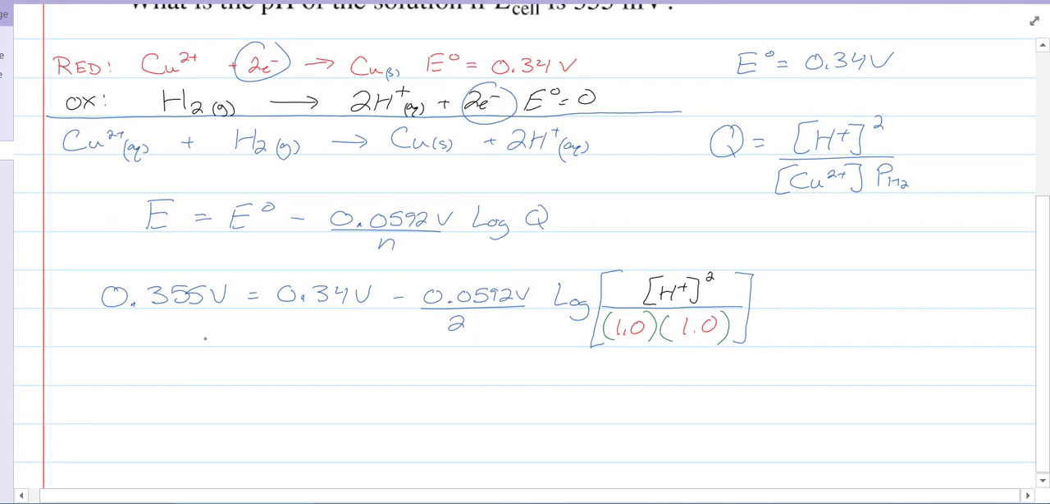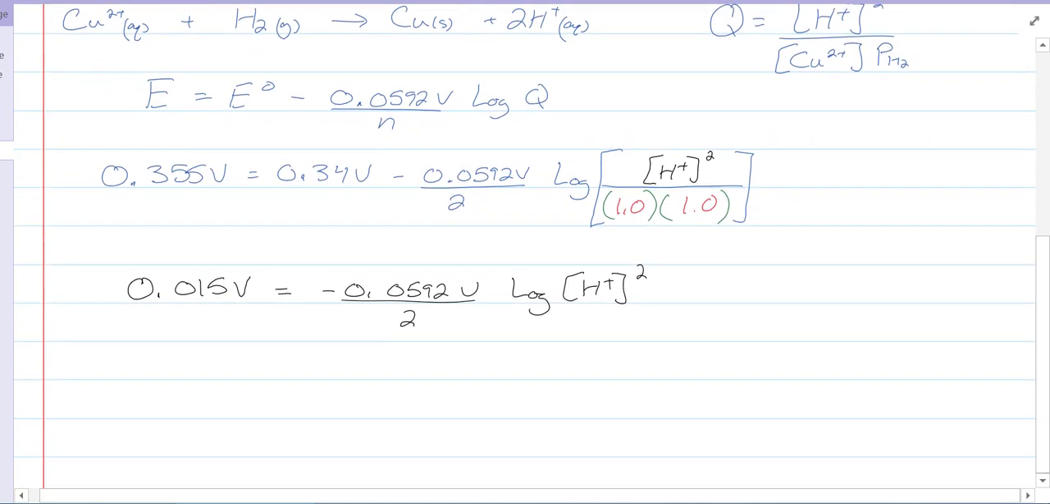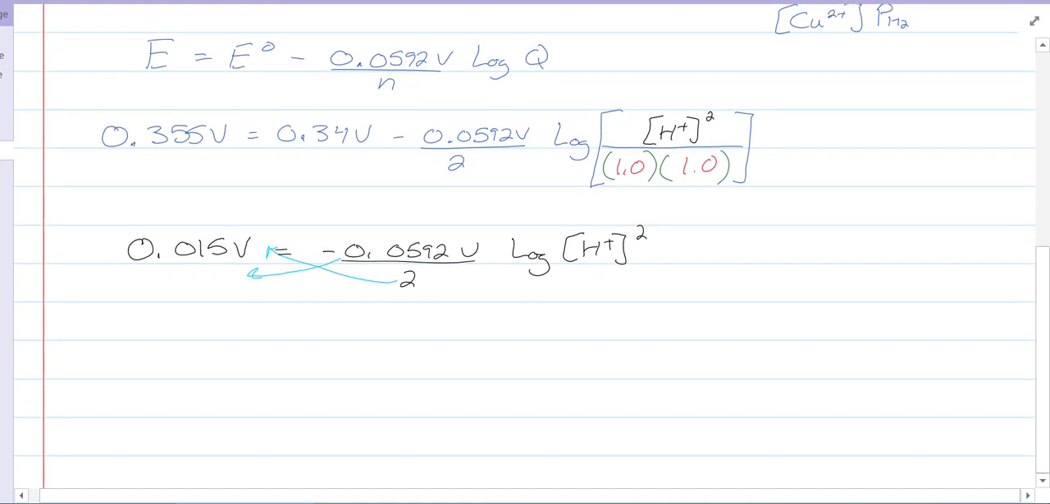So how do we solve? Well, first thing I do is bring 0.34 over. Right? And so I get 0.015 volts equals negative 0.0592 volts over 2 times the log of H+ squared. Okay, now we multiply by 2, right? Bring the 2 up, and bring the negative 0.0592 down. So if I do that, I get negative 0.5068, no units, equals the log of H+ squared.